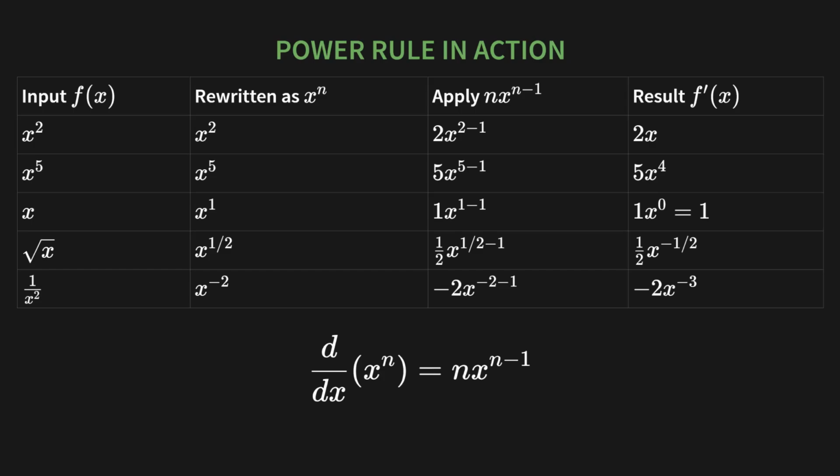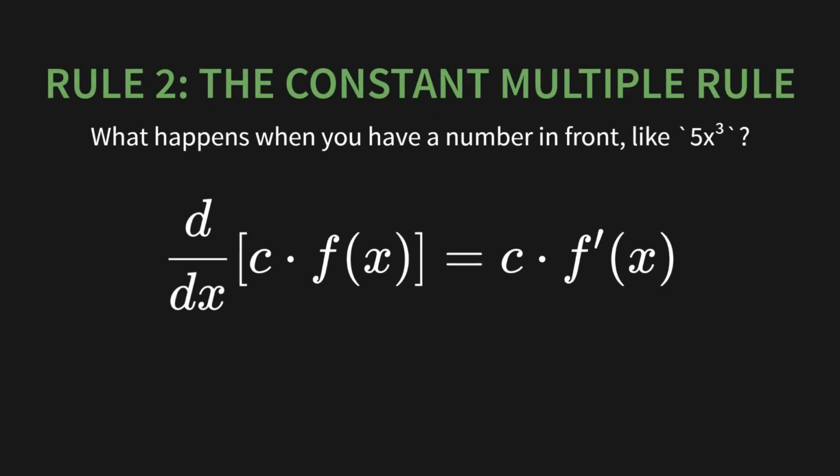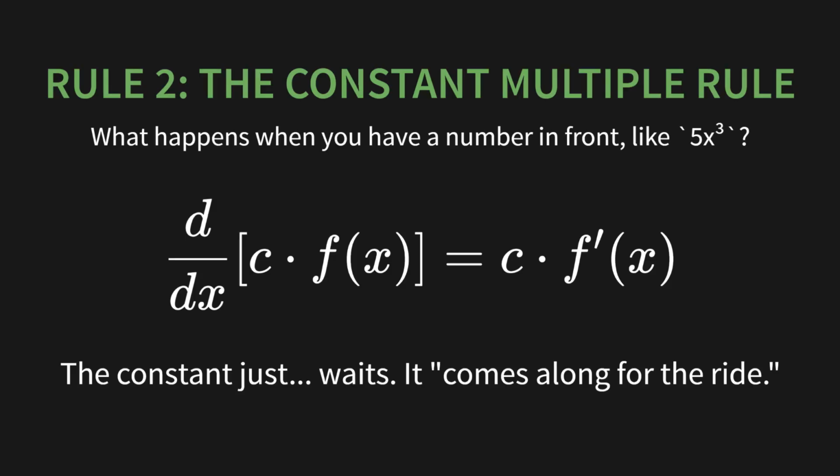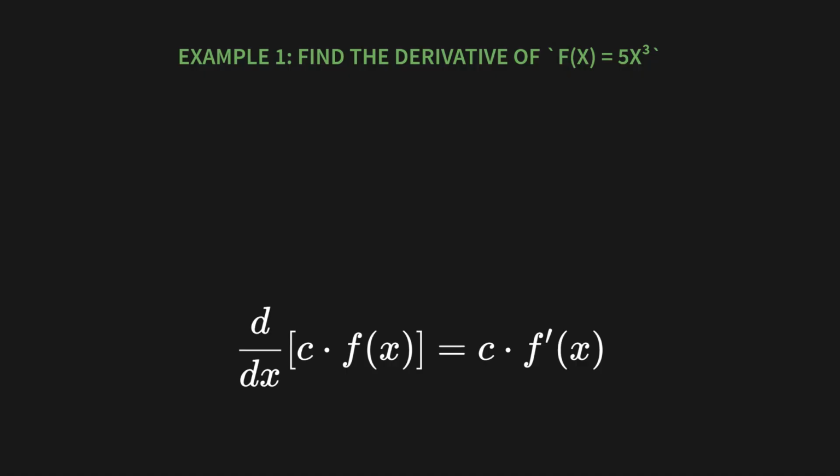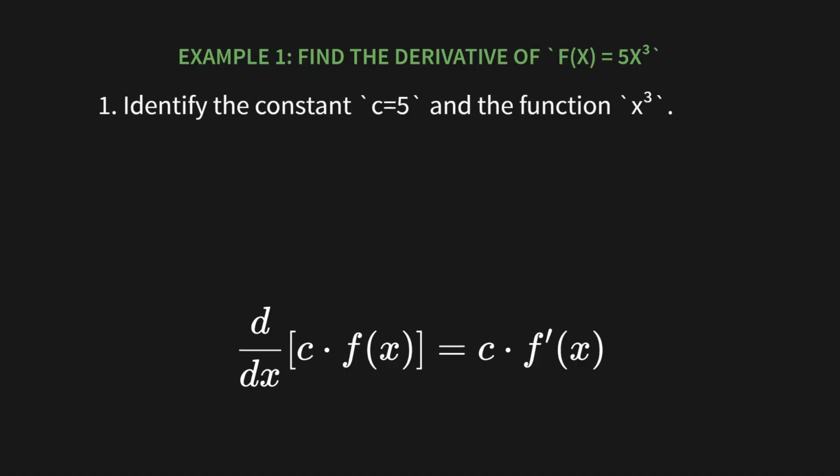All right, on to rule 2, the constant multiple rule. What happens when you have a number in front, like 5x cubed? The rule is d over dx of c times f of x equals c times f prime of x. The constant just comes along for the ride. Let's do a quick example. Find the derivative of f of x equals 5x cubed.